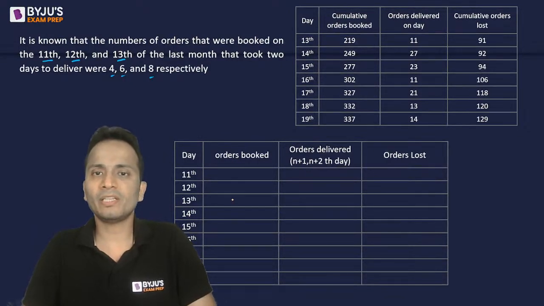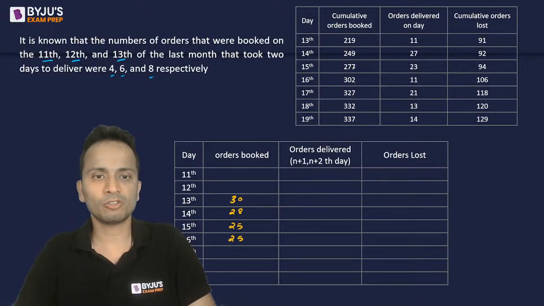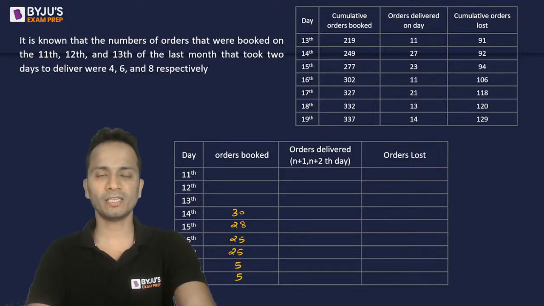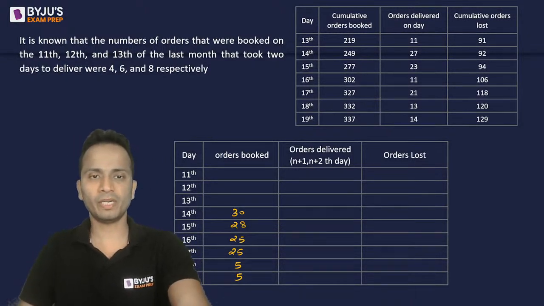So for 13th, I cannot write the number of orders booked. I should start from 14th. So on 14th it is 30. Then on 15th it is 277 minus 249, that is 28. Then 16th it is 25. Then 25. Then it is 5 and 5. Okay, so these are the number of orders which are booked on these particular dates.